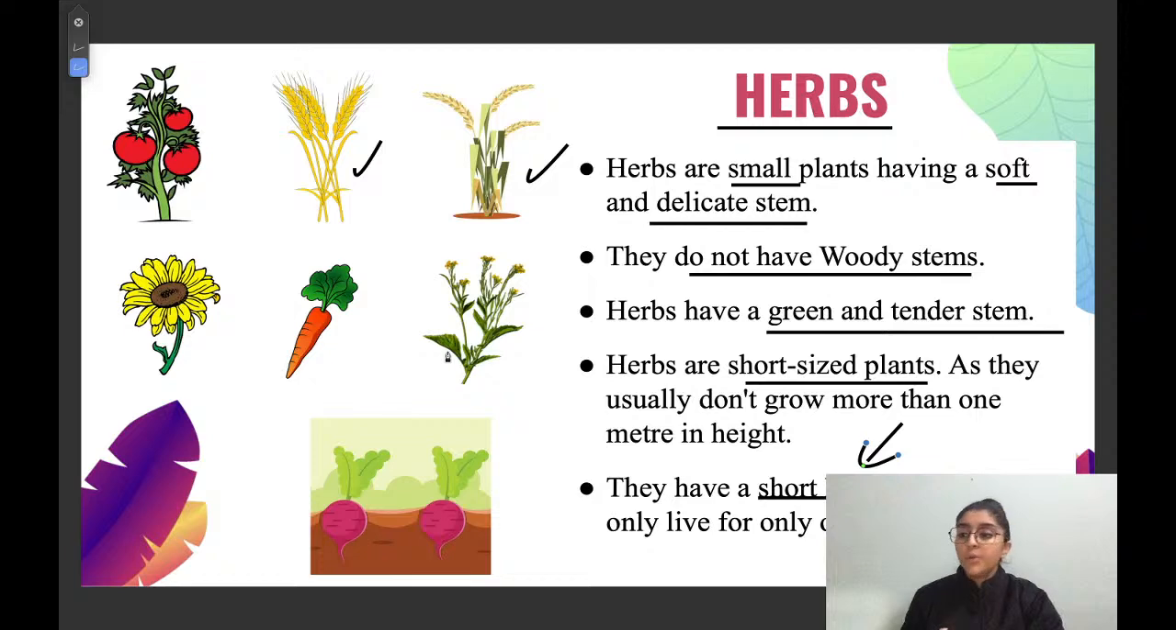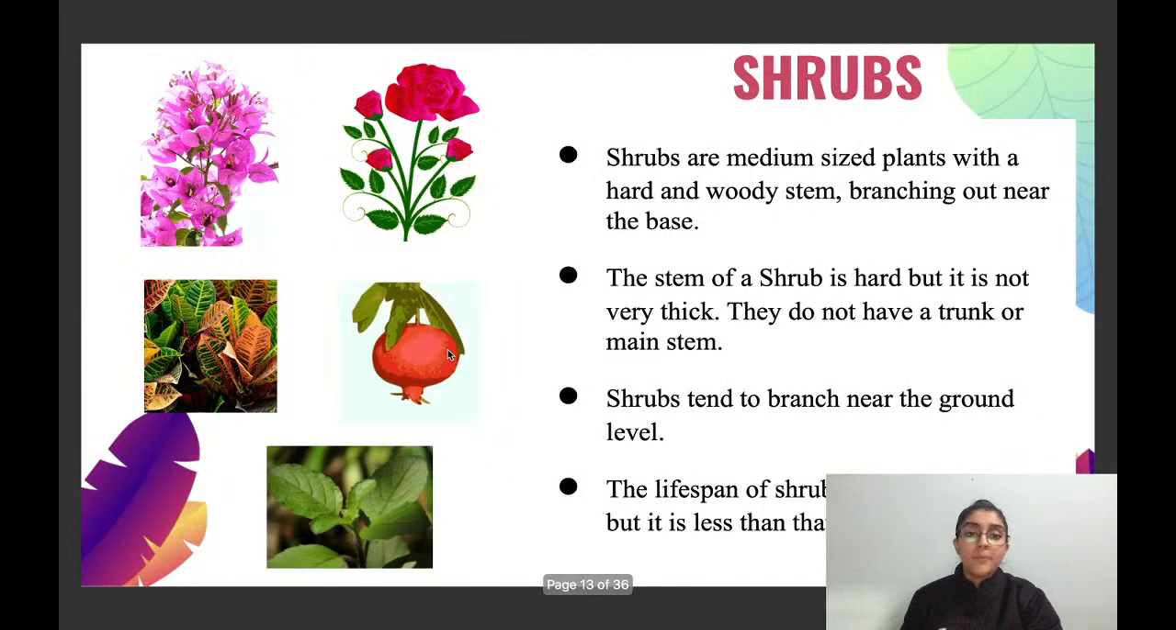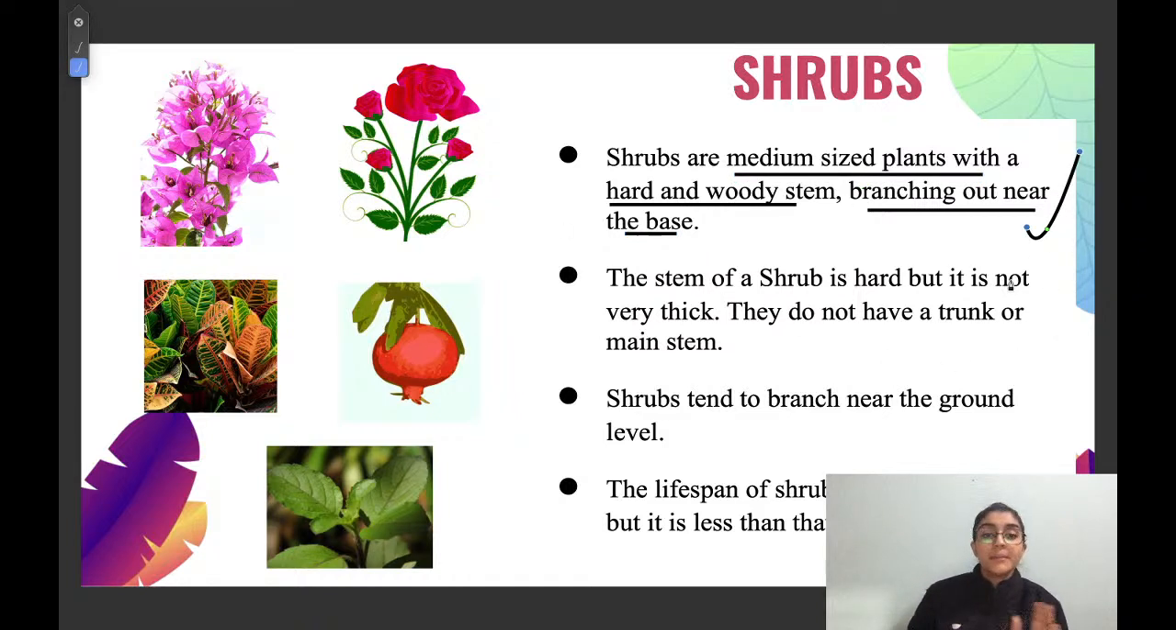Let's move on with the shrubs. So shrubs are the medium-sized plants. They have hard and woody stem and they branch near the base. So this is one of the major characteristics of shrubs that makes them apart from herbs or trees, that it branches near the base. That means near the ground it starts branching out.